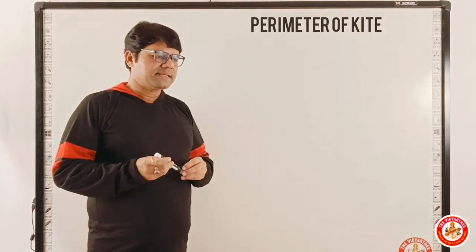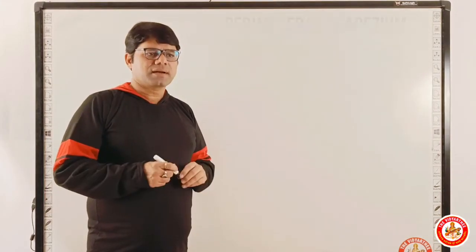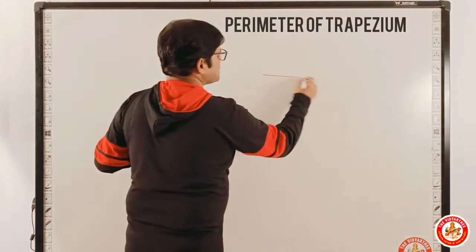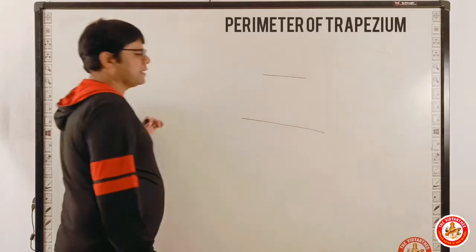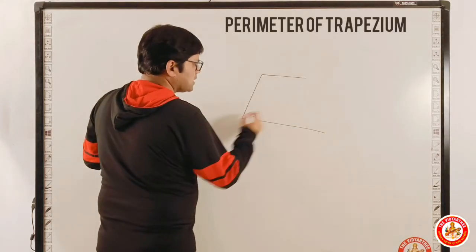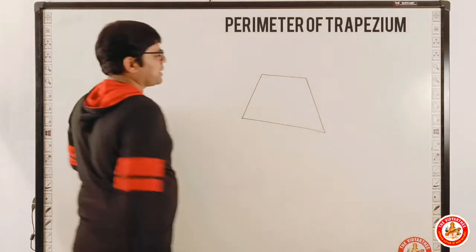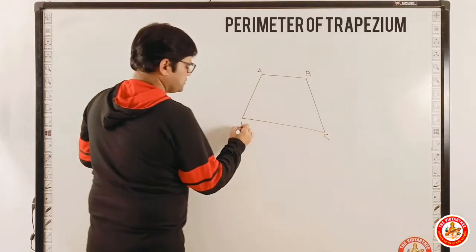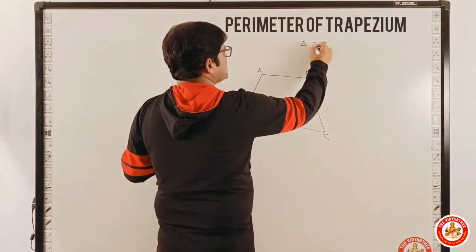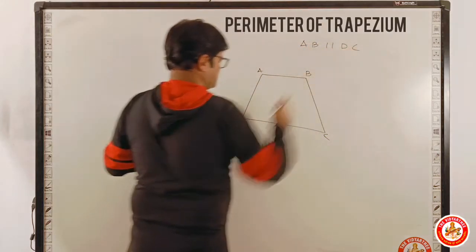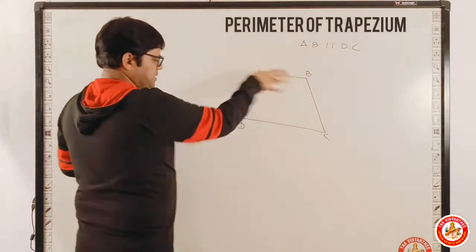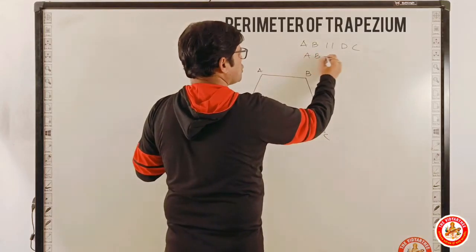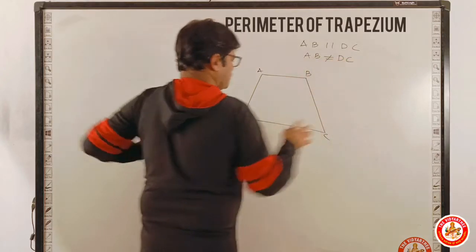Okay, let us take the last quadrilateral, that is the special quadrilateral trapezium. A trapezium has one set of parallel sides and the other two sides are non-parallel sides. So if I write this as AB, CD, I write AB is parallel to DC. So if you take in one direction, AB is parallel to DC. AB is not equal to DC for a trapezium. Remember.